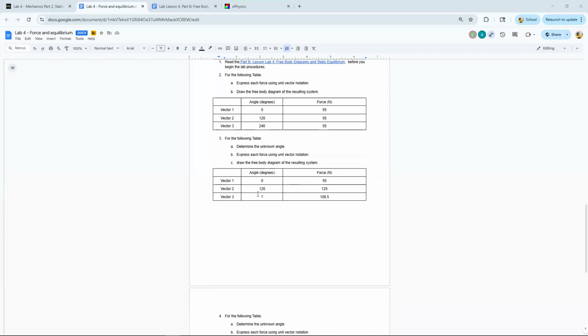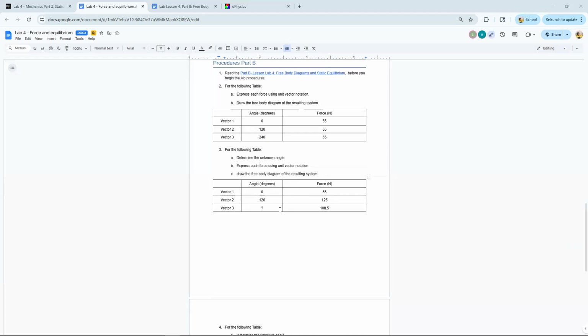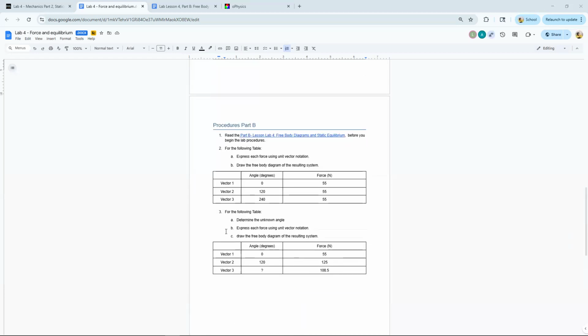For question number 3 and question number 4, there are the same tables, but we have an unknown value that you are going to find. In order to find it, for question number 3, the unknown value is an angle for the last vector. And for question number 4, the unknown value is the magnitude of vector 3, the last vector. Again, you are going to follow the steps.